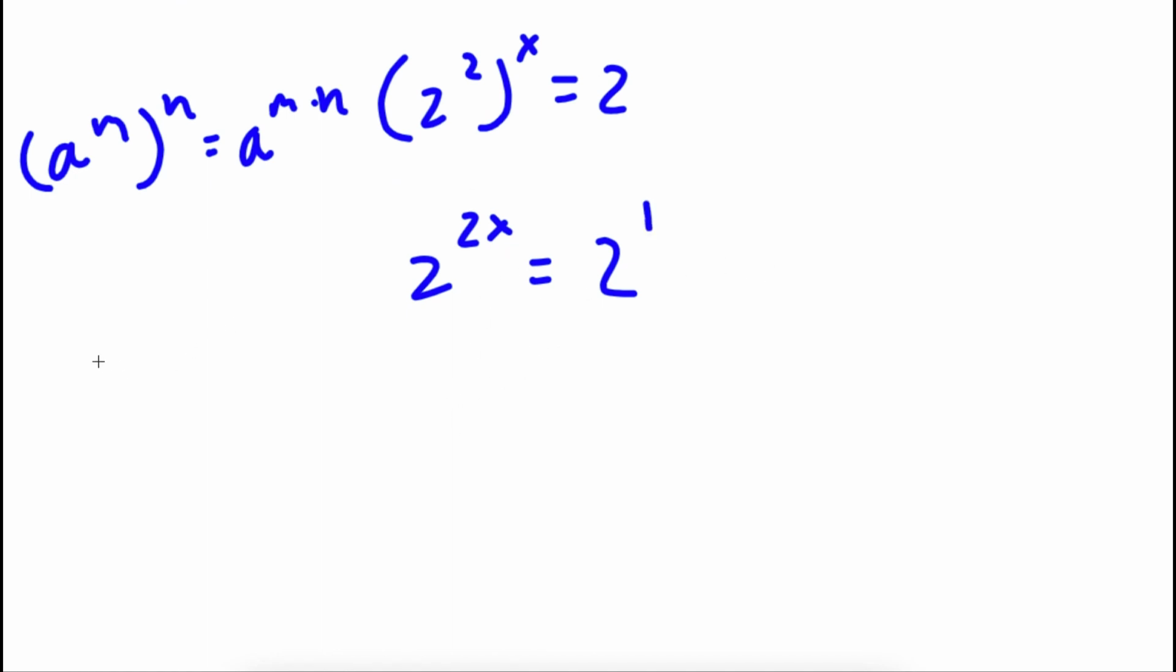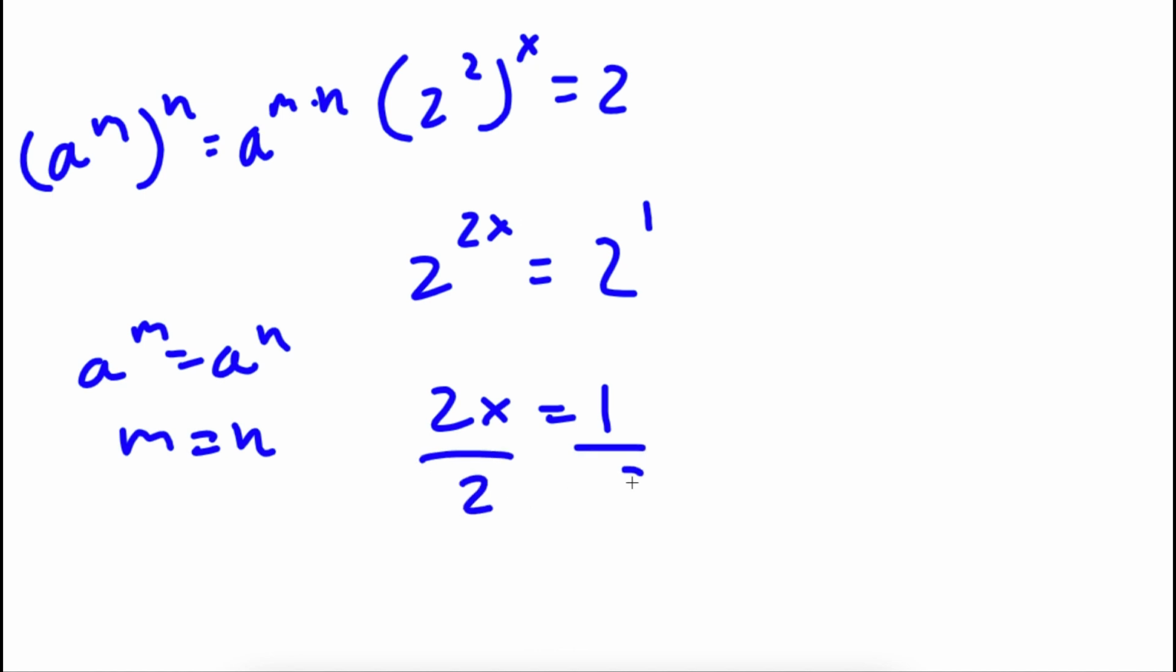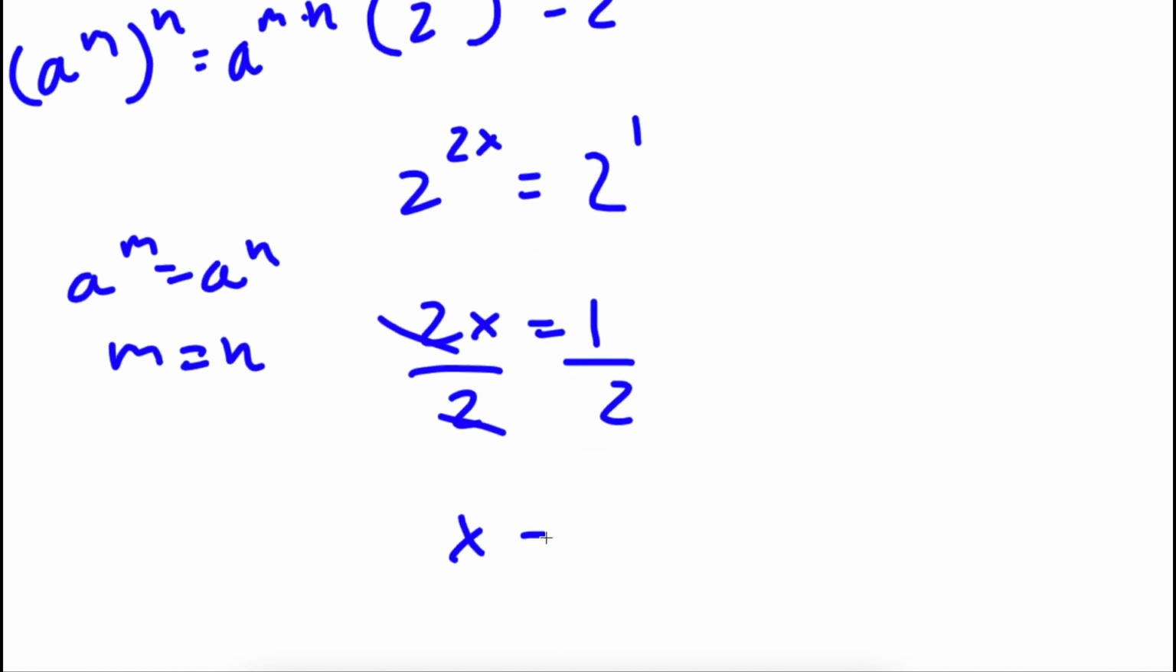Now, if I have something in the form a to the power of m is equal to a to the power of n, this means that m is equal to n. So in this case, 2x is equal to 1. So now I can divide both sides by 2, and I get x is equal to 1/2.